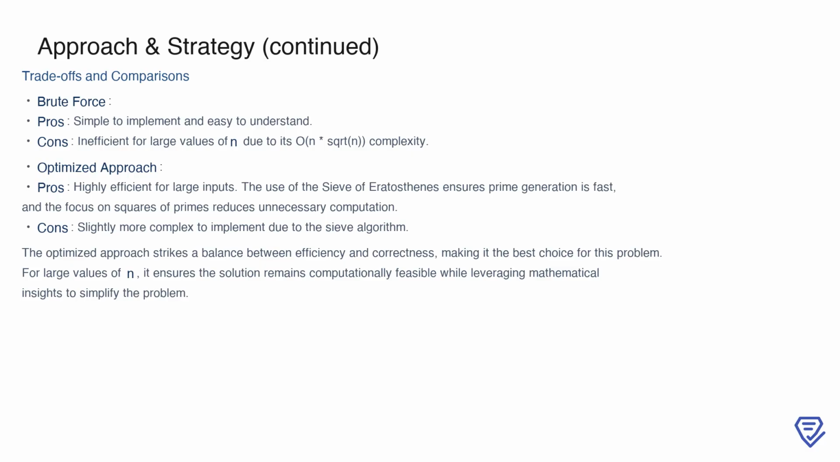On the other hand, the optimized approach, which uses the sieve of Eratosthenes, is much more efficient for large inputs. By focusing only on generating primes and checking their squares, it drastically reduces the number of computations. While the sieve algorithm might be slightly more complex to implement, its efficiency far outweighs this drawback. Overall, the optimized approach is the best choice for this problem, as it balances efficiency with correctness, ensuring the solution remains computationally feasible even for large values of n.